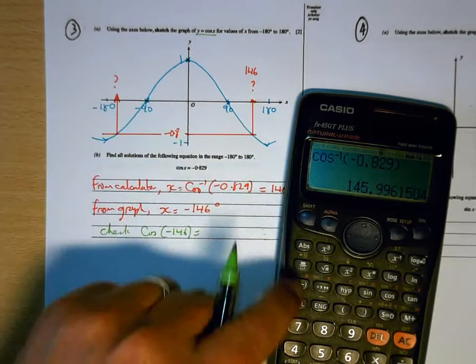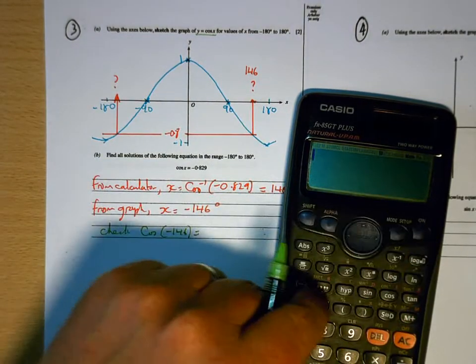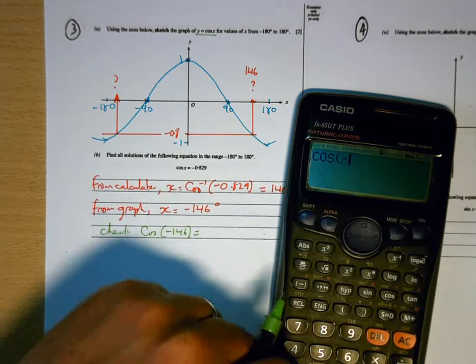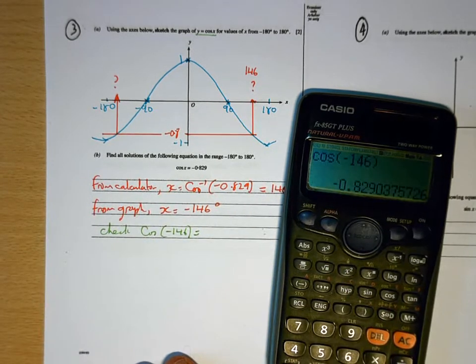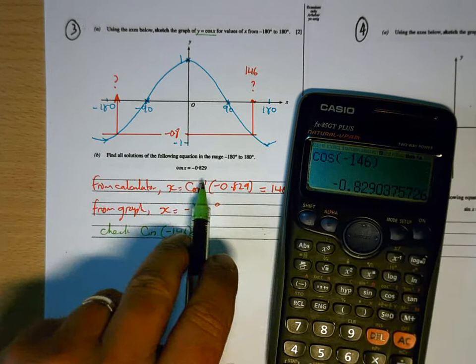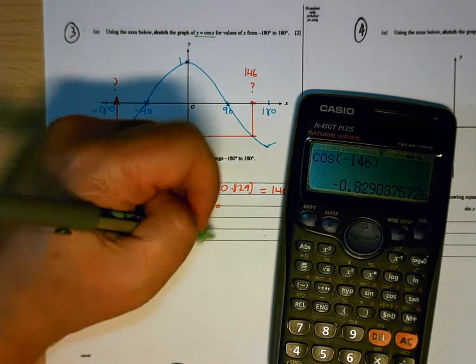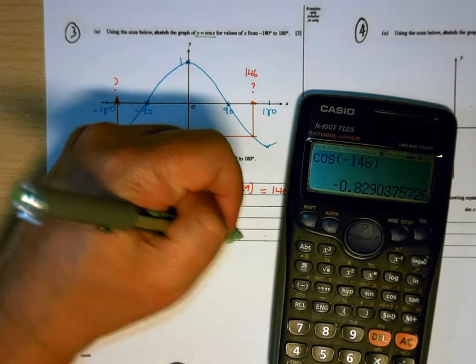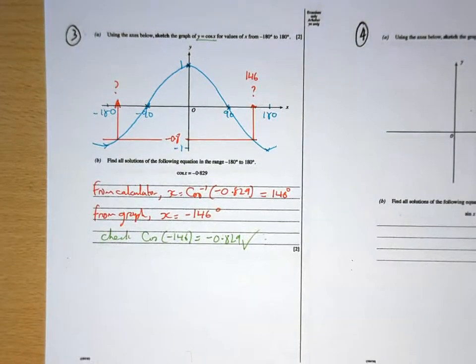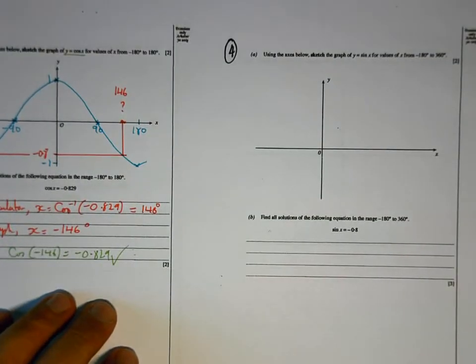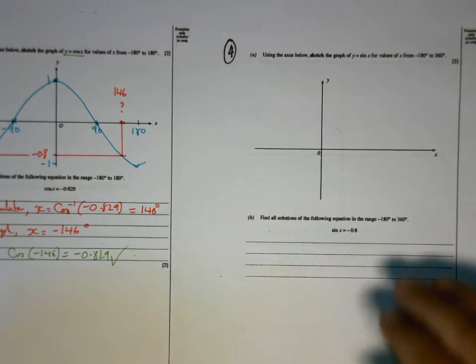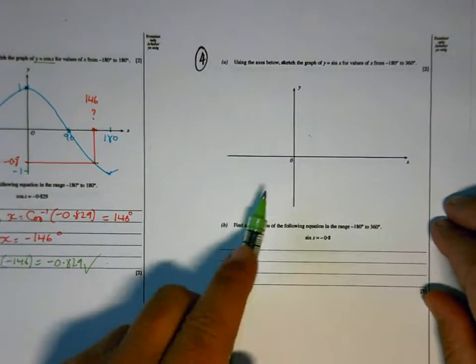Cos of negative 146 is minus 0.829. So we know that we're right. We know we got 4 marks. Okay, then we've got question 4.